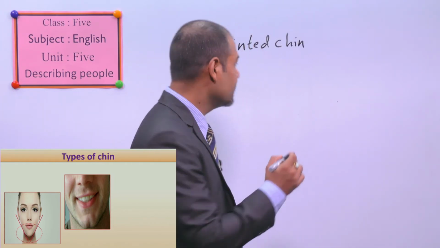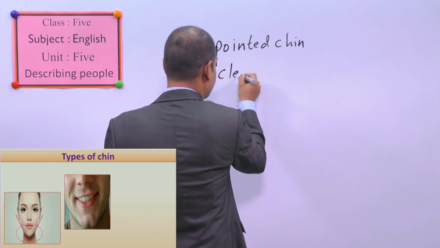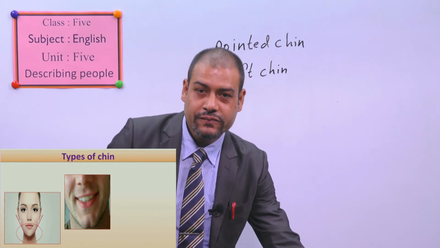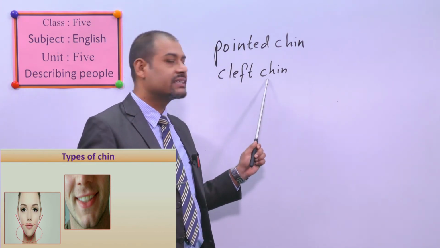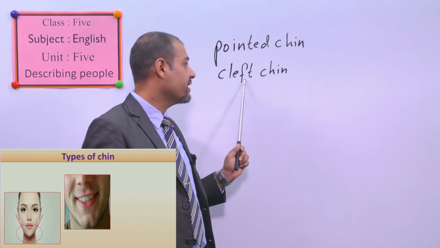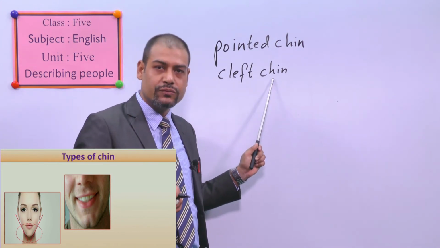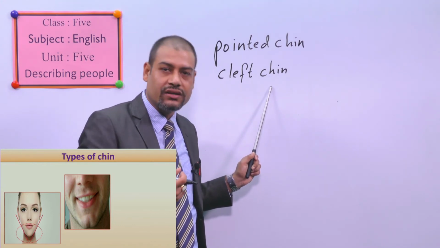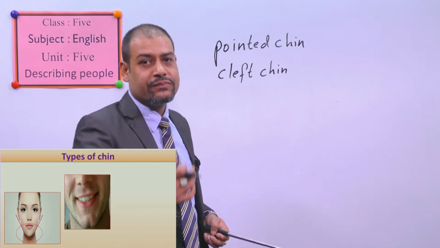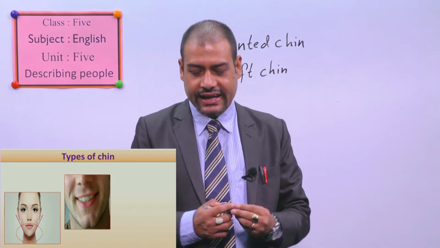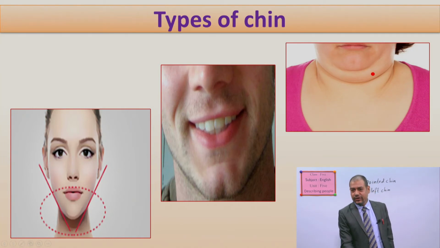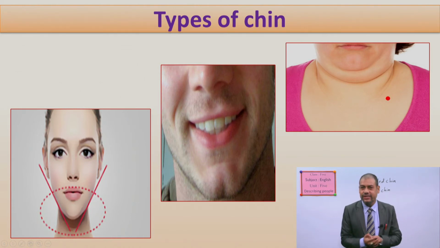This type of chin is described as cleft, C-L-E-F-T, cleft chin. Okay? This type of chin is described as cleft chin. Please again write these words in your notebook so that it will be easier for you to describe people's chin. Okay? Again, one more type of chin I want to show you, and that chin is like this. Look, this is chin and here is also neck. It seems to be a chin again, okay? So how do you describe this type of chin? Can you tell me?